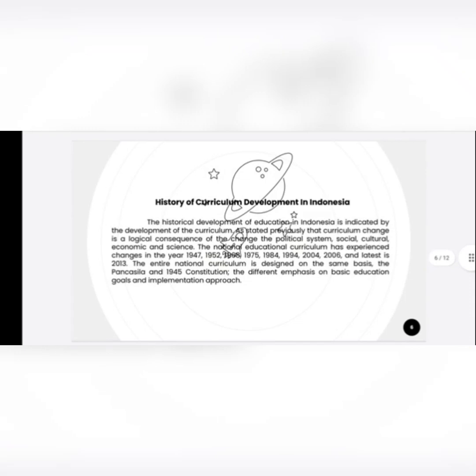So this is about the history of curriculum development in Indonesia. The history of development and education in Indonesia is marked by curriculum development. As Ardler said, curriculum change is the logical consequence of change in the political, social, cultural, economic, and scientific system. The national curriculum is designed on the same basis, Pancasila and the 1945 Constitution, with a different emphasis on the basic education goal and its implementation. So we can say the curriculum continues to be updated with the times until the last one in 2013.